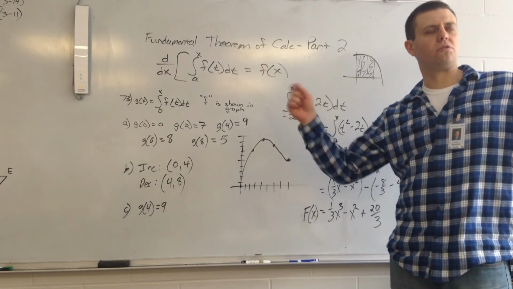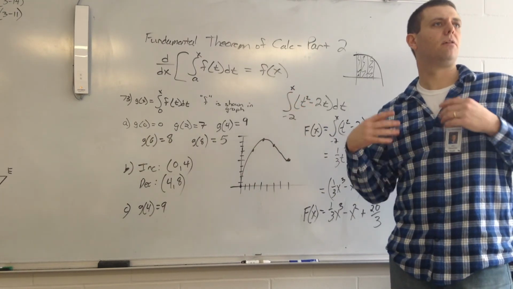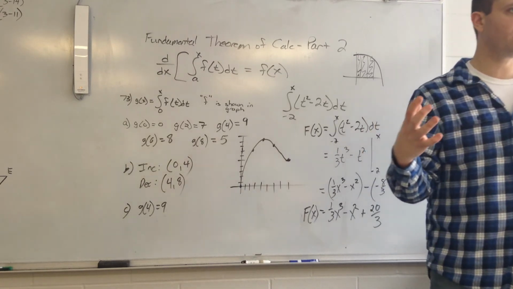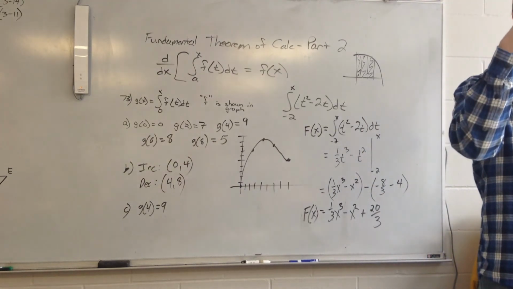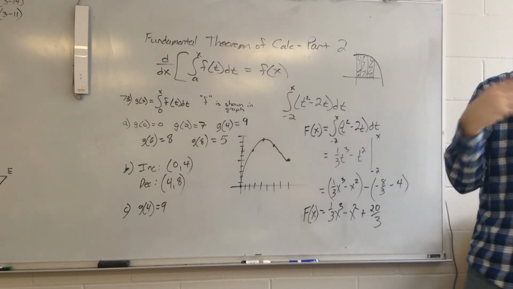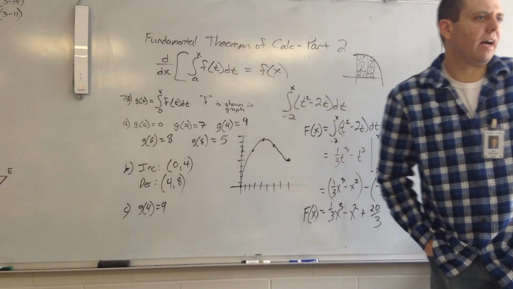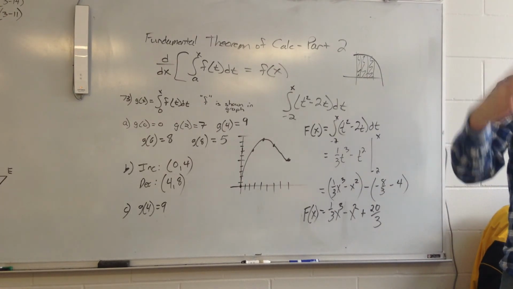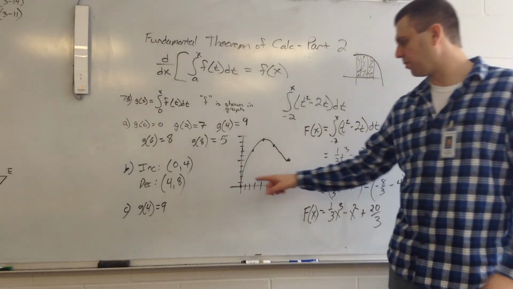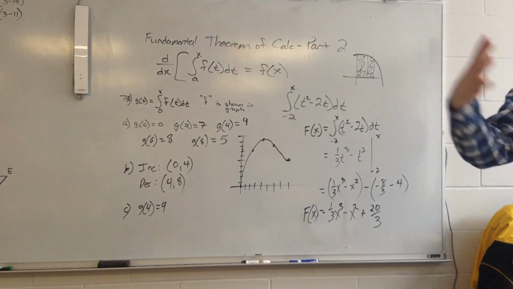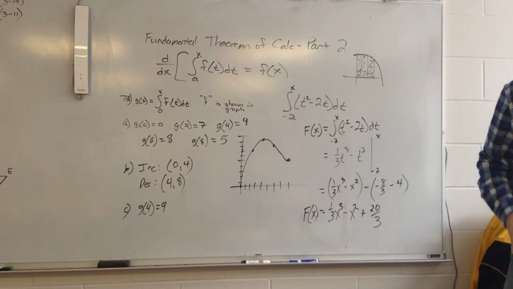If it said find the extrema on the interval 0 to 8, so it gave us a closed interval to check for extrema, then yes. But because it just said find local extrema in general, it didn't give us an interval to check. You don't want to check the endpoints because you don't know if it keeps going down on the endpoints. You want to check anywhere on the open interval, okay?